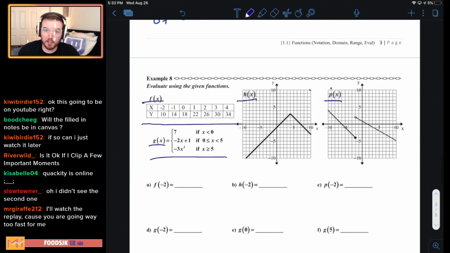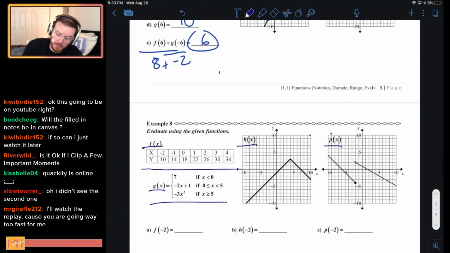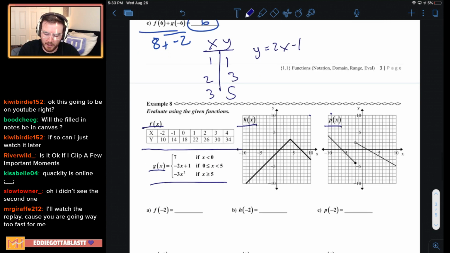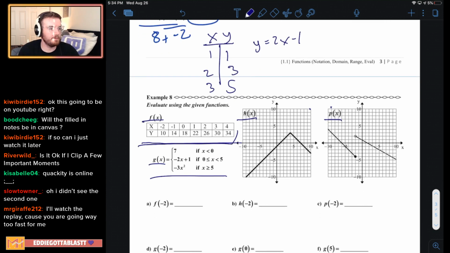You might remember the good old classic Algebra 1 days where you'd make a table of values like this. You'd have a line, and you'd plug in 1: 2 times 1 is 2, minus 1 is 1. Plug in 2: 2 times 2 is 4, minus 1 is 3. You plug in 3: 2 times 3 is 6, minus 1. Do you remember doing that? That's just a good old classic table of values. That's all this is.